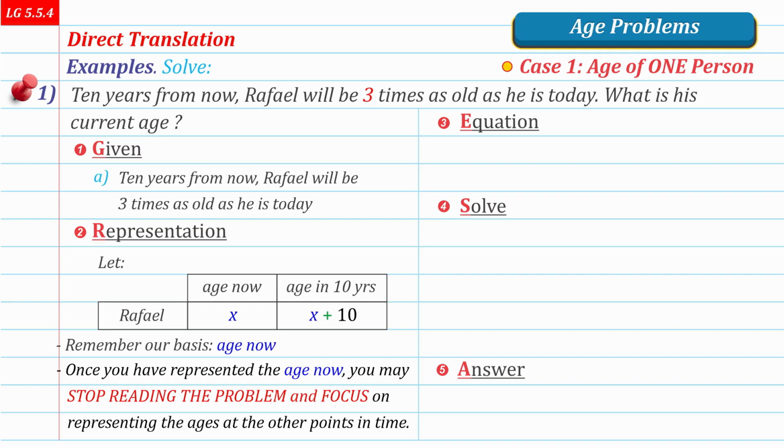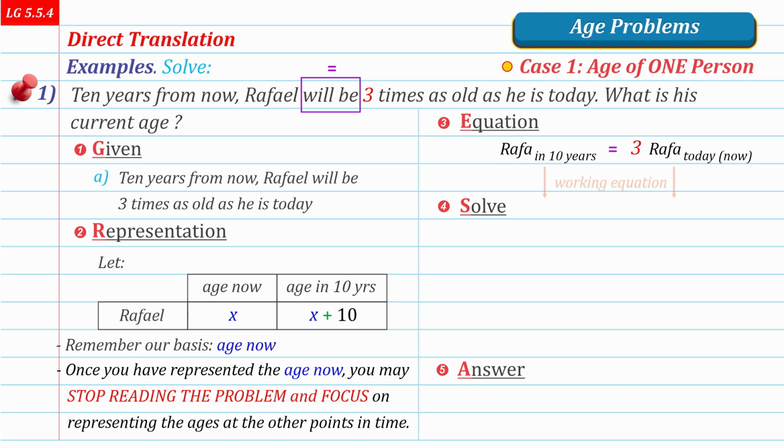For the very important equation, this now is the direct translation step. So, according to the problem, in 10 years, Rafael's age will be... Maybe we can translate it into text first as a guide initially. So, Rafael's age in 10 years, let's write that here, will be. Will be means equals, so let's write equals here. 3 times his age today. So, it means 3 times his age now. So, this will be our guide to converting this into a mathematical equation which we can solve.